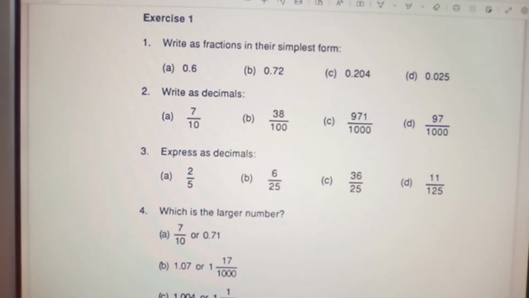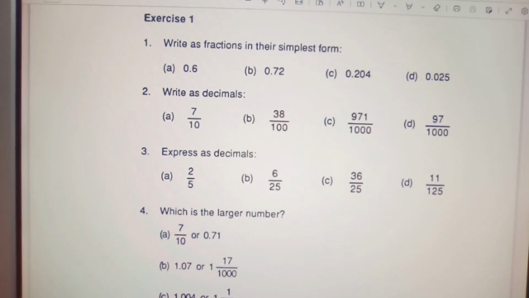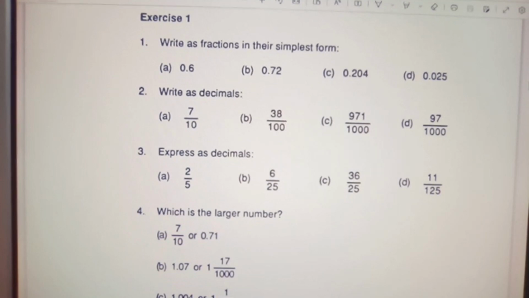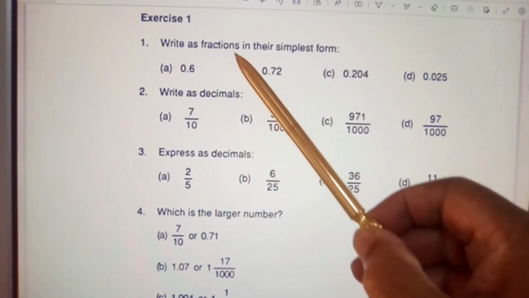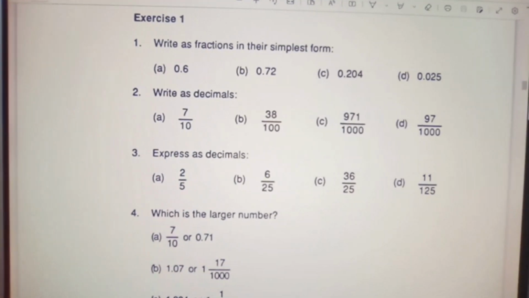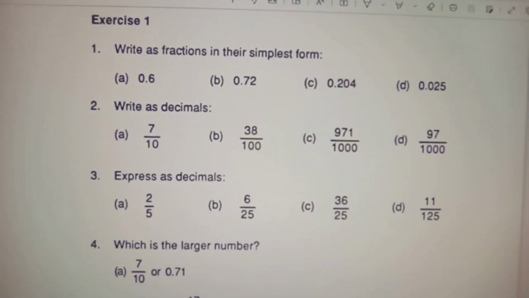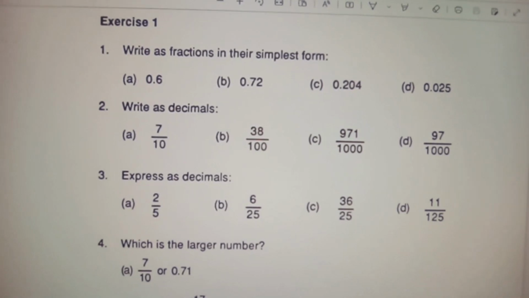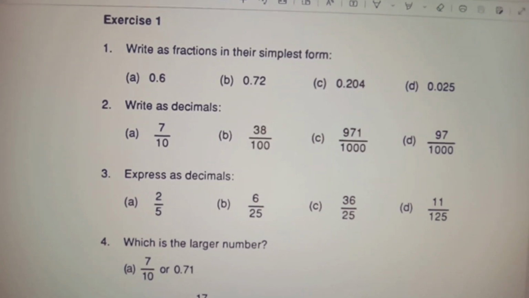What I want to do is continue with converting fractions and decimals, and this is now session 5, okay? Again, what I want to do is write our fractions in their simplest form, and the question we're going to look at today is 0.204.